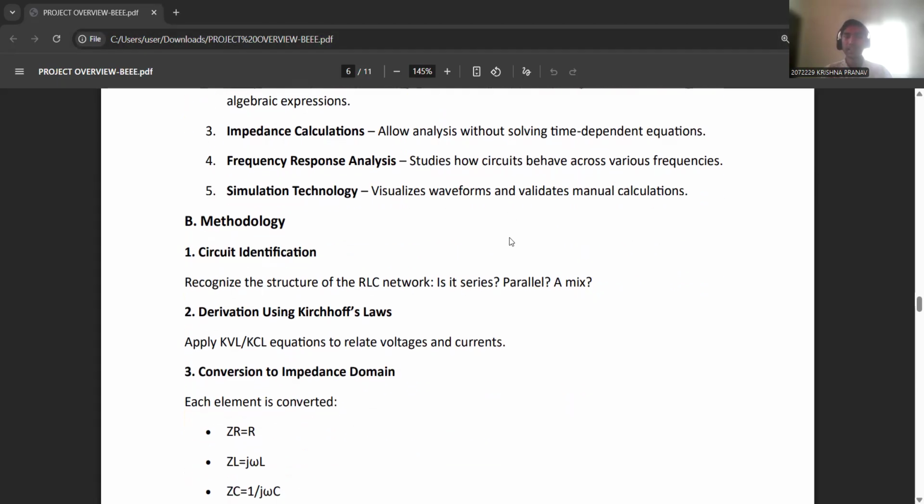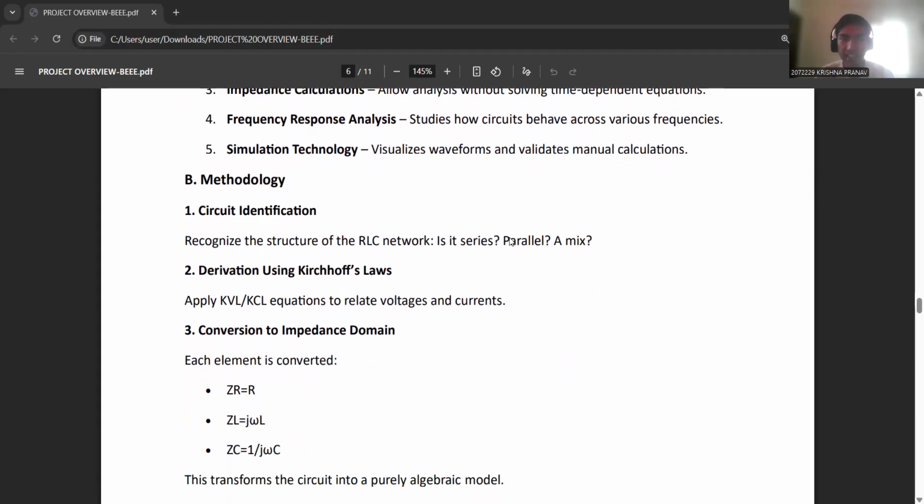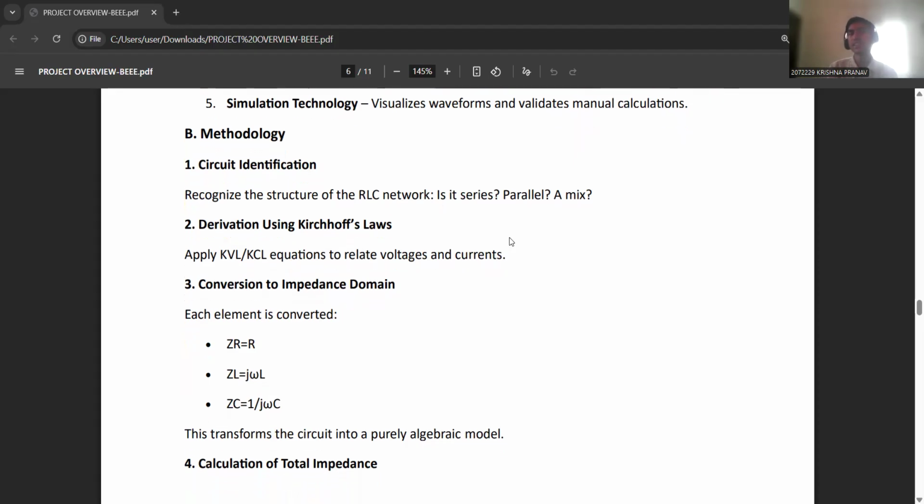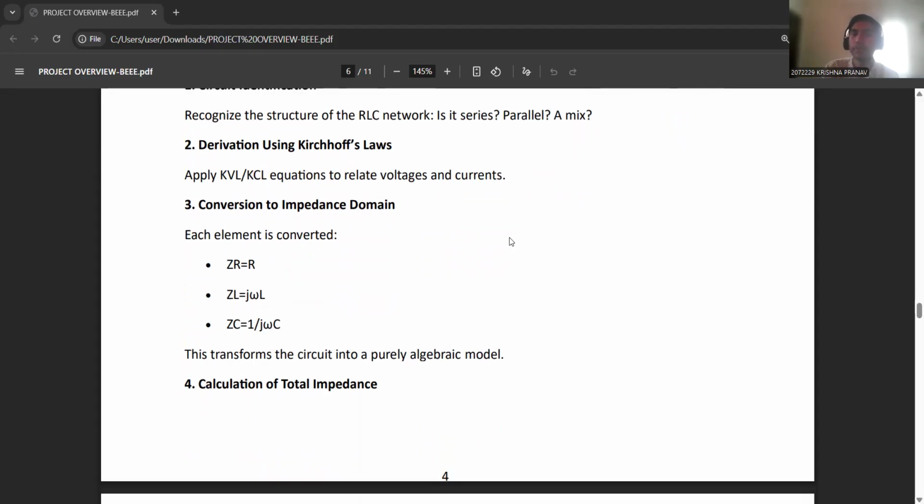Methodology. Circuit identification: recognize the structure of the RLC network, like whether it is series or parallel or both combined. Derivation using Kirchhoff's laws, which are KVL and KCL. Conversion to impedance domain. ZR equal to R, ZL equal to j omega L, ZC equal to 1 by j omega C. This transforms the circuit into a purely algebraic model.